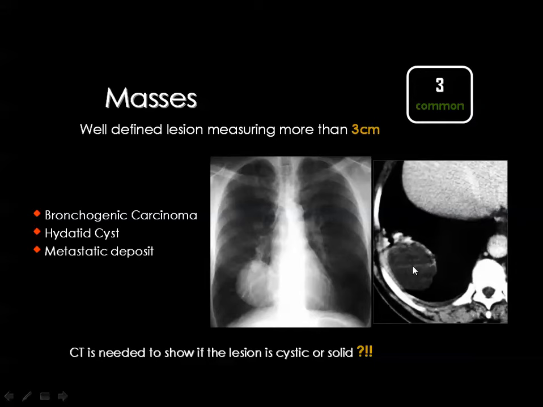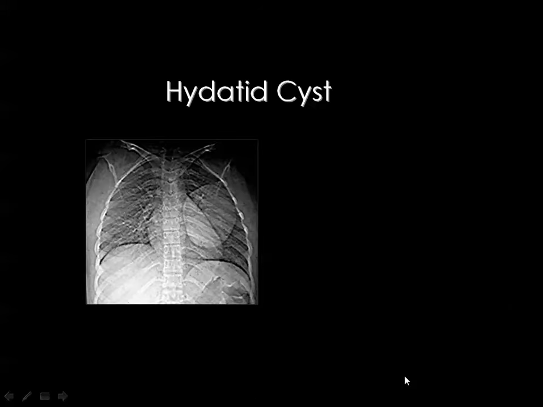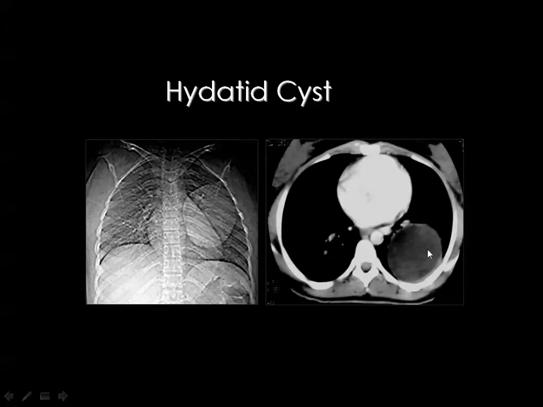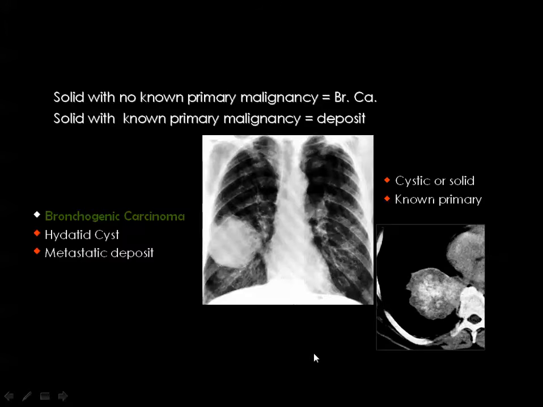If you see water content, then you are dealing with a hydatid cyst. And this is an example. You see a big mass here and you do a CT scan and you see water, then this is a hydatid cyst. But if you have a mass like this and you do the CT scan and you see that the mass is solid, whatever the edge, meaning that this mass is one of two, bronchogenic carcinoma or metastatic deposit.